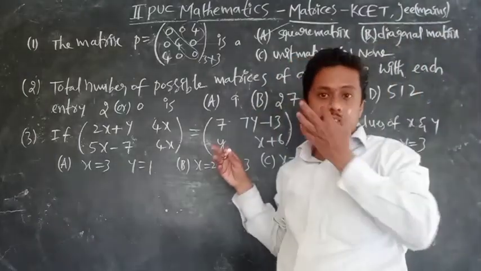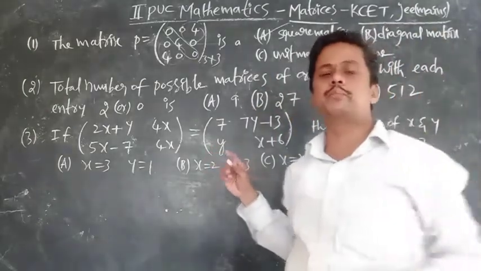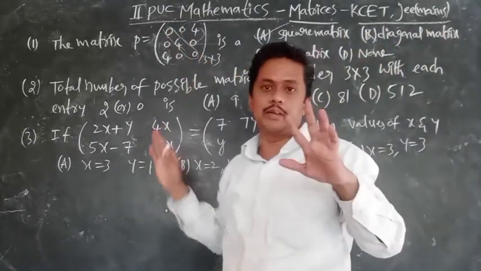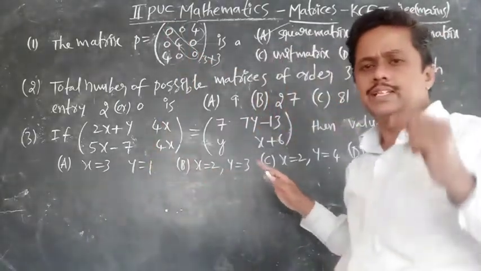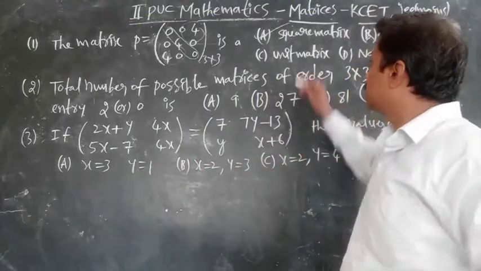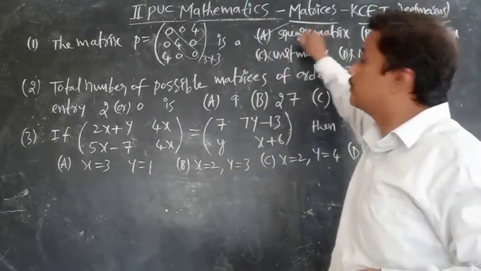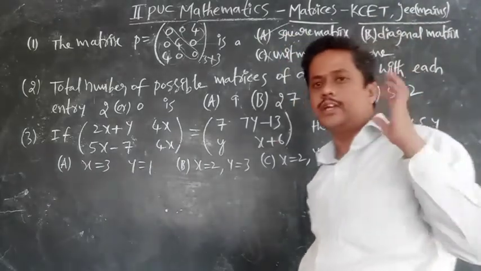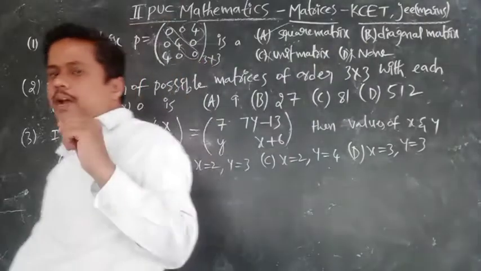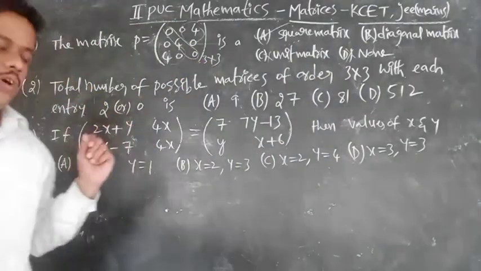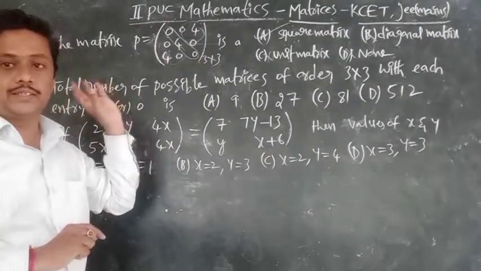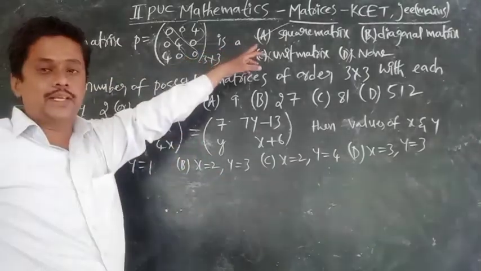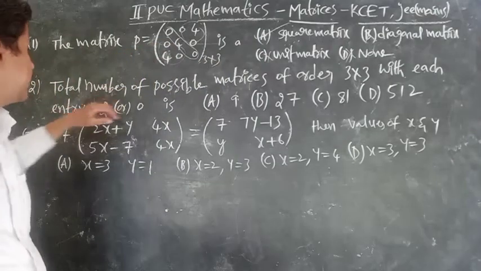A unit matrix also needs the non-diagonal elements to be 0, and the diagonal elements should be 1. So none of these other options are right. Which is the right one? Square matrix. You have to decide like this. You have to acquire knowledge of the different types of matrices. So the answer is option A, square matrix. Next we will move to the second question.